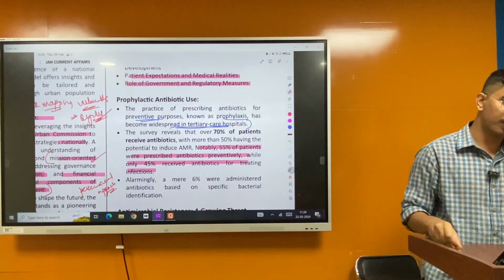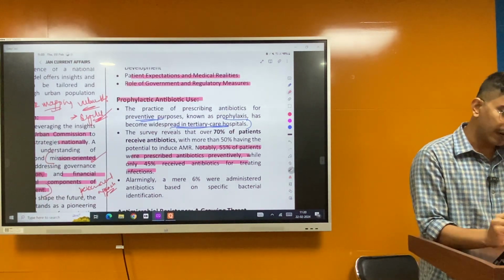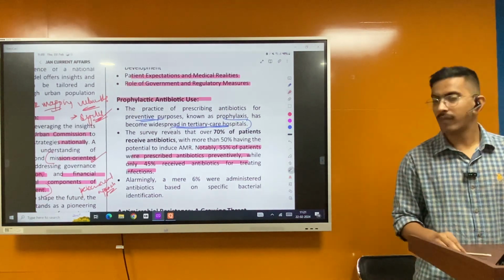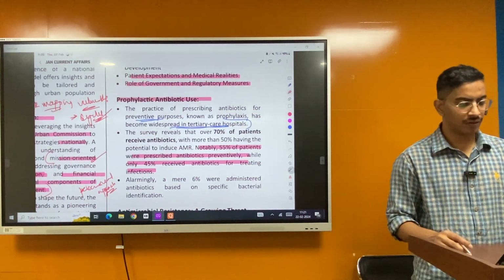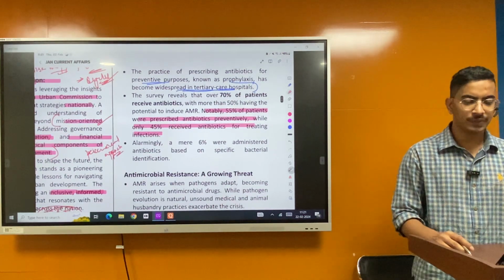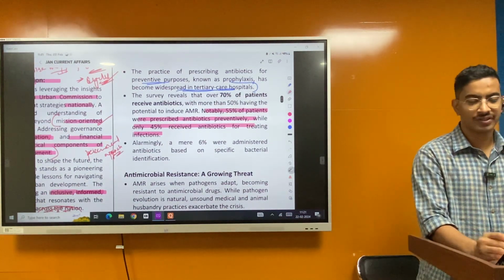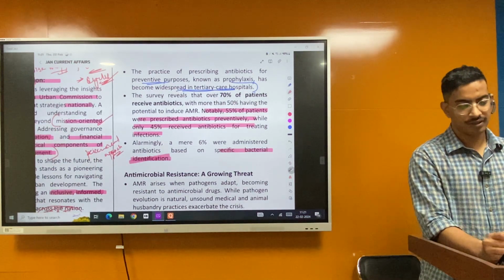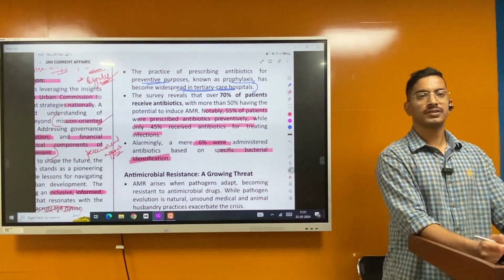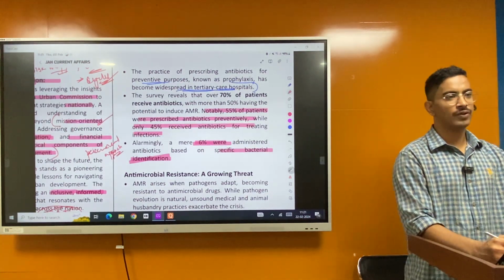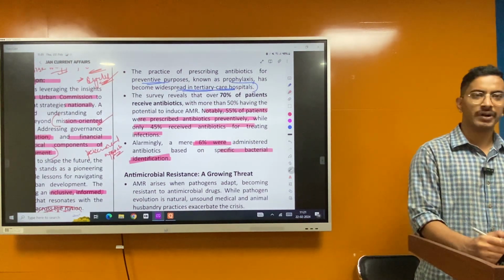So this is called prophylactic antibiotic use. Alarmingly, a mere 6% were administered antibiotics based on specific bacterial identification. See, this is more important. Only 6% are given this. They prepare a chart: whatever problem you have, they see if you are antibiotic resistant or not and which type of antibiotics they can give you.